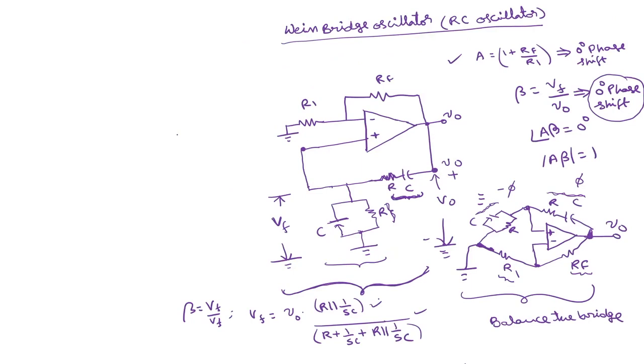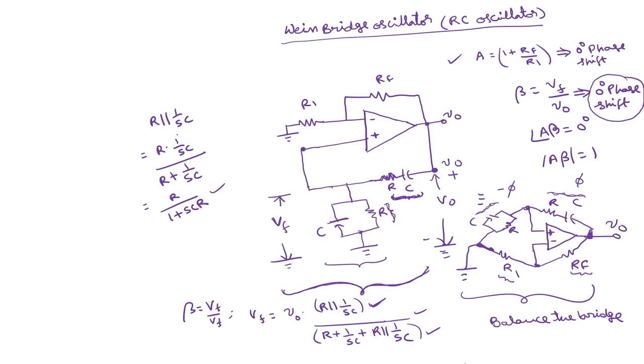Now this R in parallel with 1 by SC will be R into 1 by SC by R plus 1 by SC. So which is equal to, SC will get cancelled, so we will get R by 1 plus SCR. So if I substitute this value here and here, and if you simplify this expression for VF, so what will be this VF now? VF is equal to R by 1 plus SCR, V naught into R by 1 plus SRC divided by R plus 1 by SC plus R by 1 plus SRC.